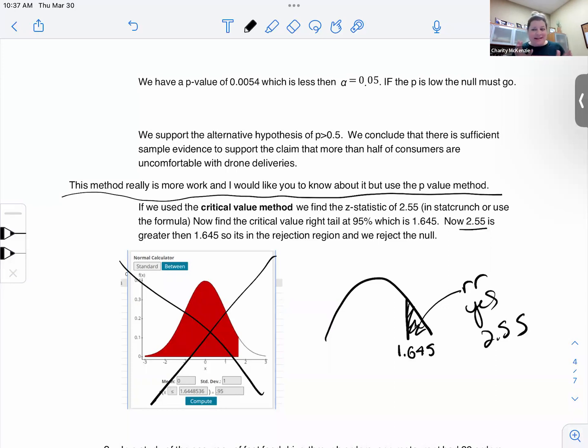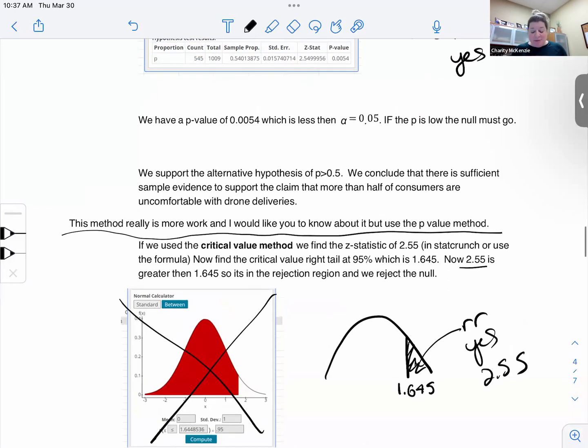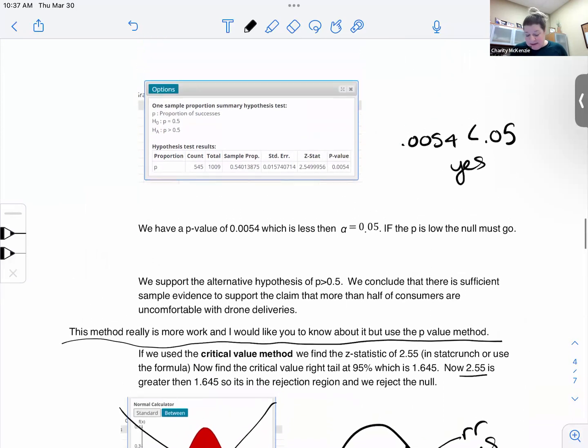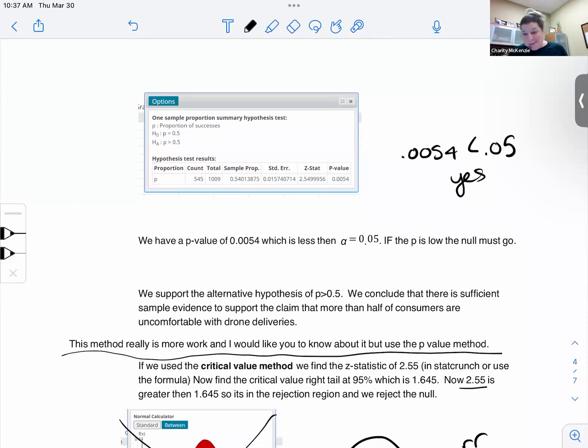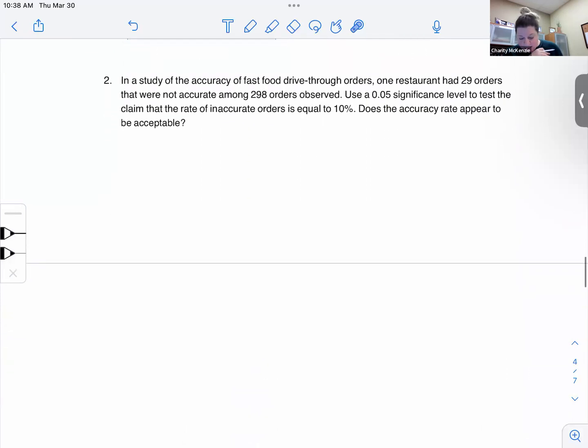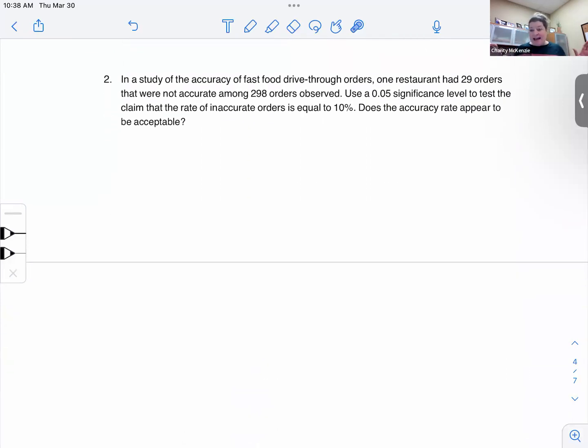I didn't have technology. So to me, it's super exciting that you can use this p-value method. It has only been in the last, I think, 15-ish years that they've been using it, so it's a newer math idea. We're going to put our data in the right section in StatCrunch and ask, okay, is the p low? Then the null must go. That's what we're going to focus on. So let's do a problem from the very beginning, and we'll use StatCrunch, and we're only using the p-value method.